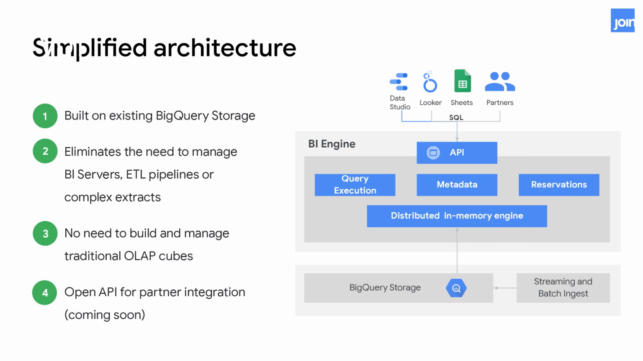Second value prop is simplifying architecture. BigQuery BI Engine is built directly over BigQuery storage system. So whether you're ingesting data through batch or streaming, the data is instantly available for BI Engine to analyze. This simplifies the overall architecture.